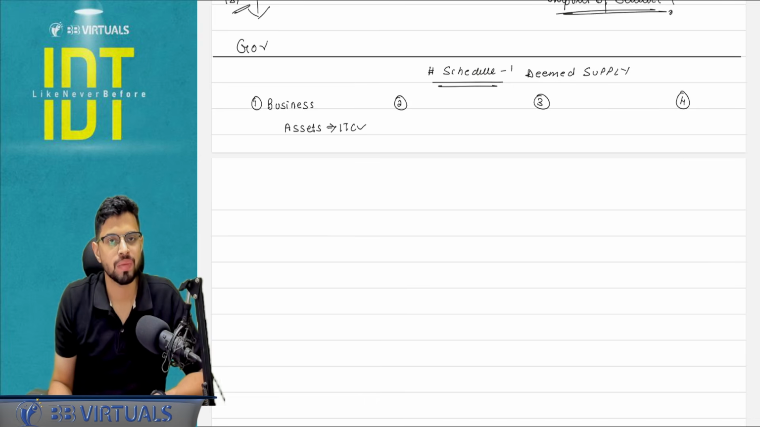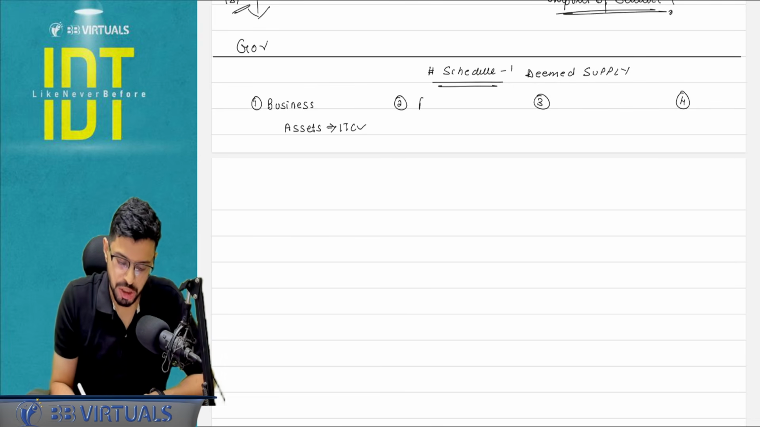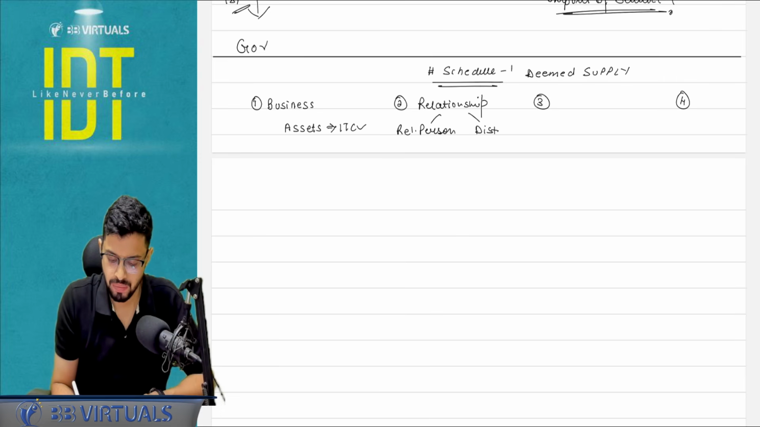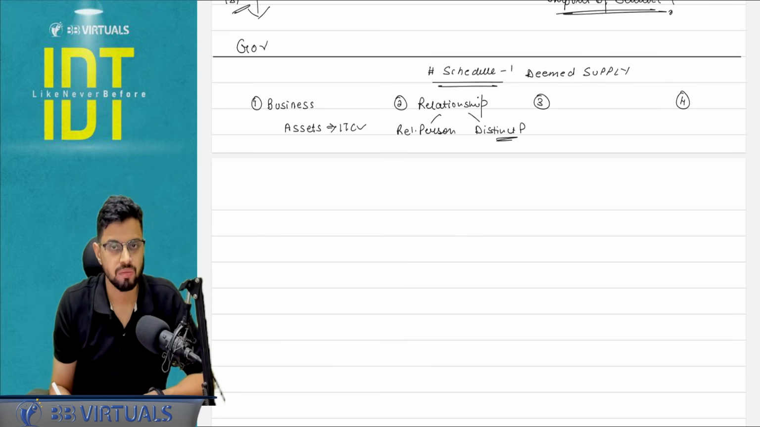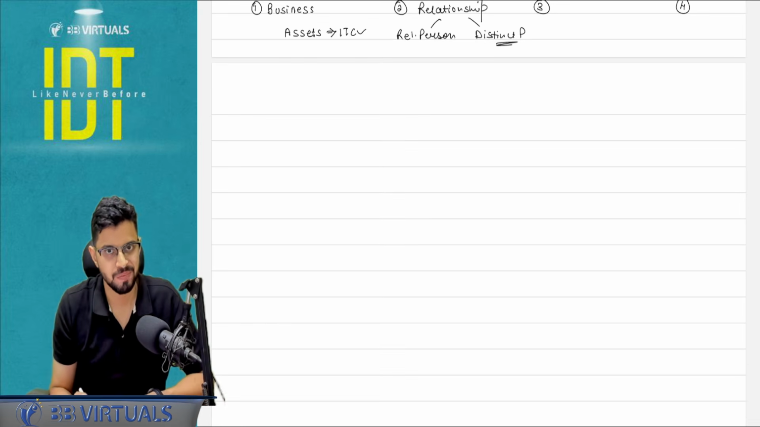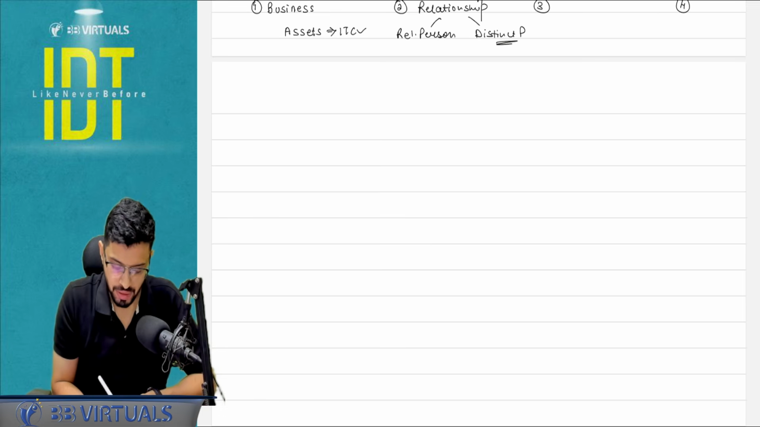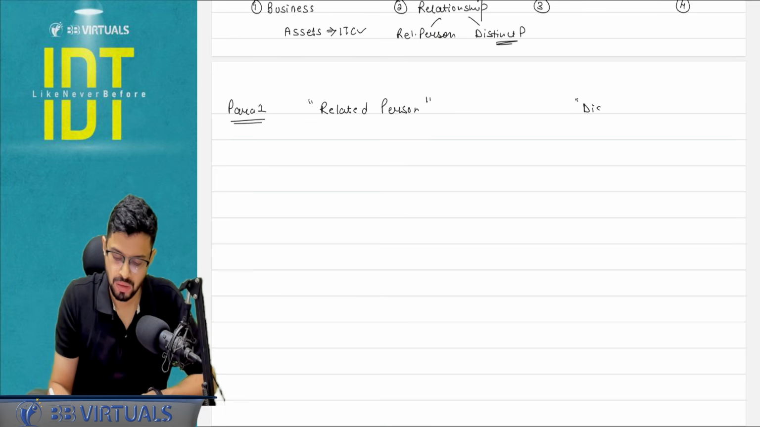Paragraph number 2, it is talking about a relationship between the people. Now this relationship can be two-way. Either it is a related person or it is a distinct person. We will understand the definitions now, don't worry. First, let's talk about related person, paragraph number 2. Let's first talk about related person. Then we will talk about distinct person.